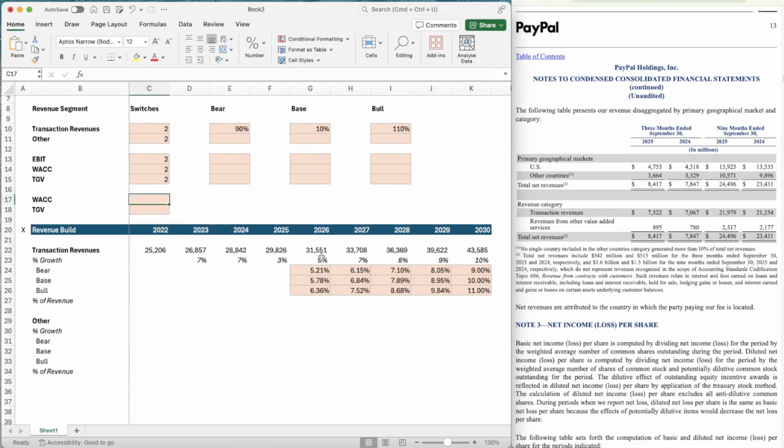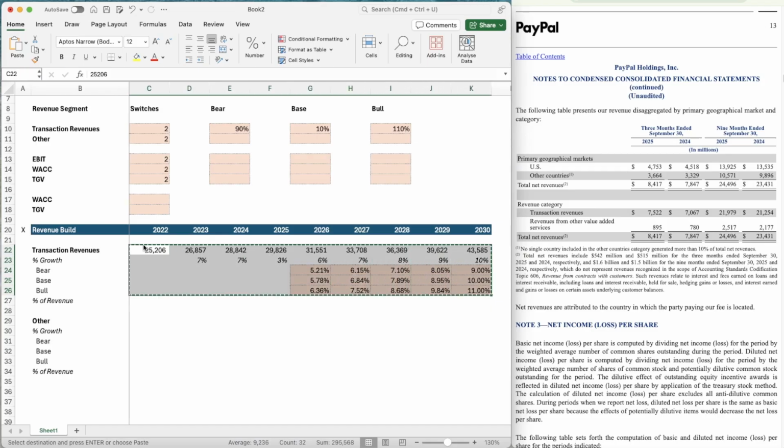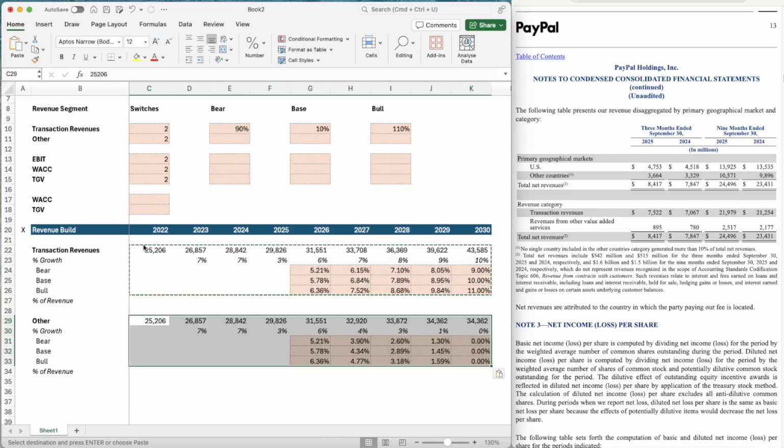Remember these figures: 31 billion, 33, 36, 39, 43. Let's go to a bear case scenario. See, it changed? Come back to base. Go to the bull. See, 45 billion instead of 43, the bull. Okay. Now, let's copy this and pull it down here.